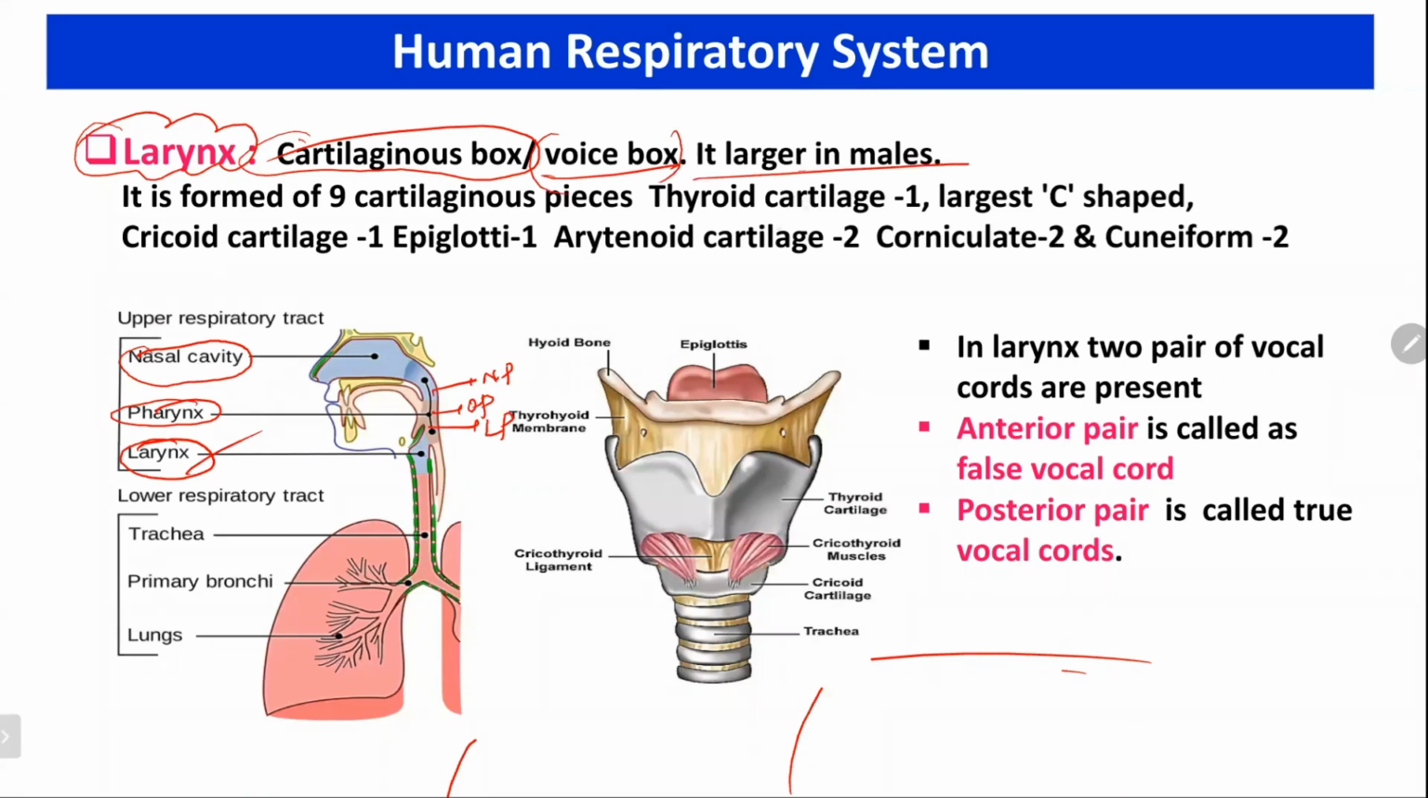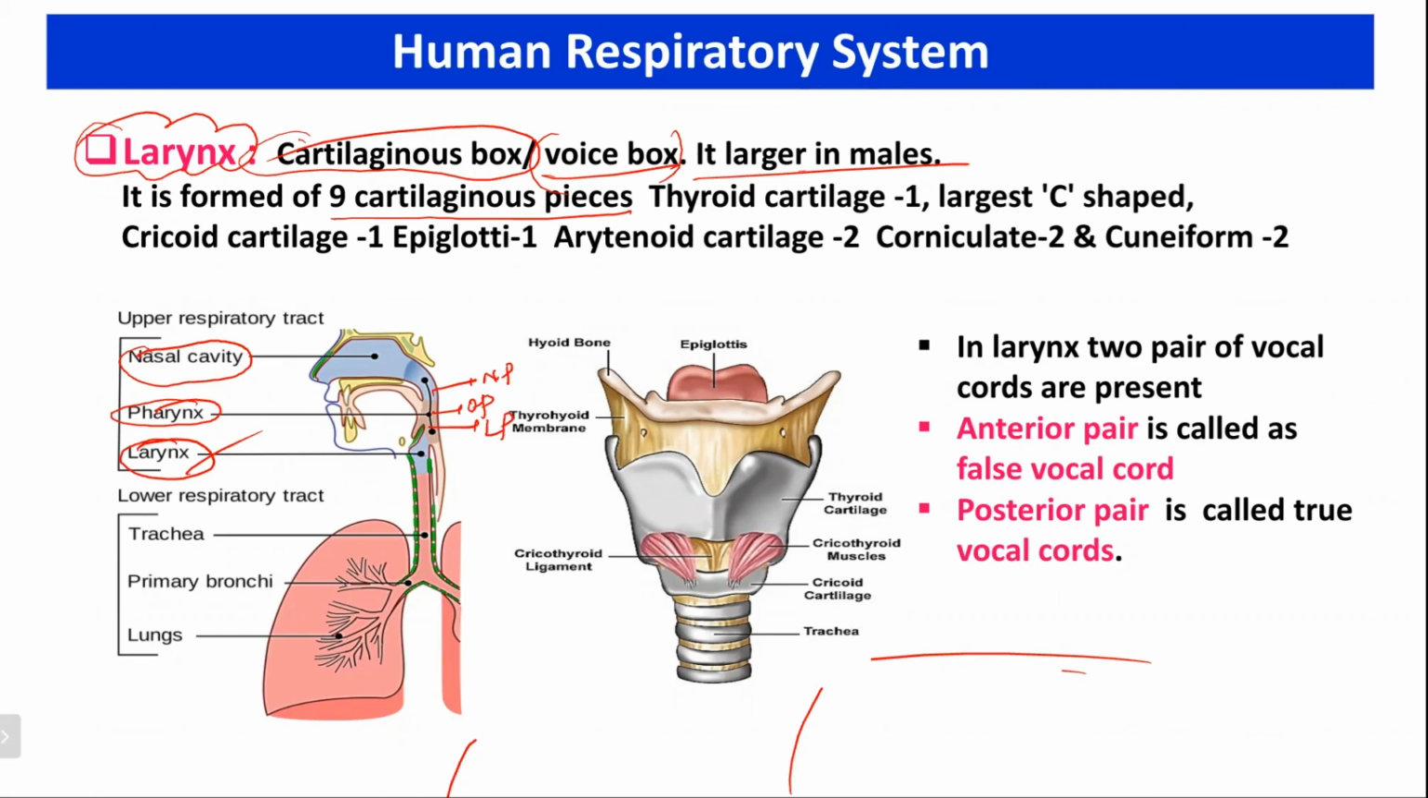Larynx is larger in males. So you can find larynx, voice box, in males as well as in females. But in males, this larynx is somewhat larger, and in females the larynx is somewhat smaller. And this larynx is formed of 9 cartilaginous pieces. As I told you, this is a cartilaginous box. So completely this larynx is made up of cartilaginous pieces, which are cartilages. And what are those 9 cartilages?